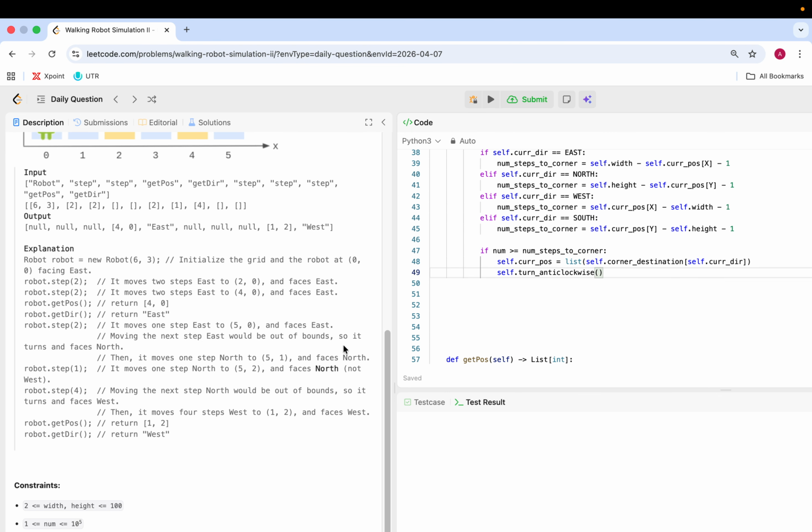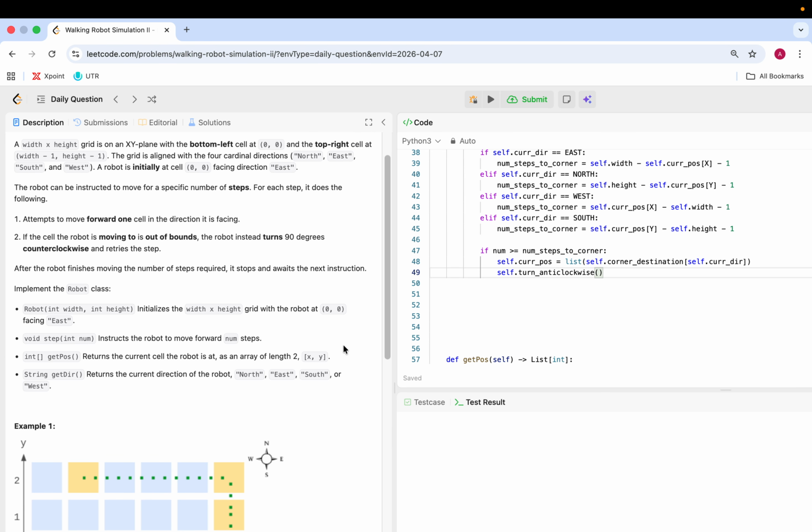Oh, what happens if you turn before or after? You shouldn't. Okay, wait, this should be greater than only, because if they're exactly equal, then this will work, but you shouldn't change direction, because you should only change direction when you're about to move off.